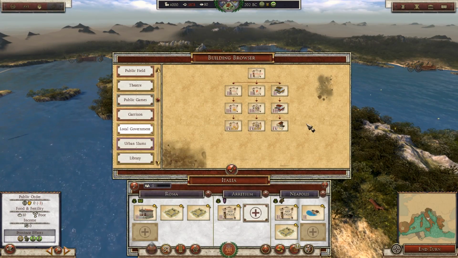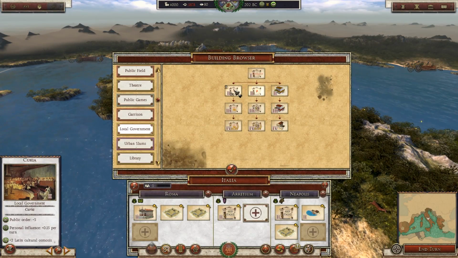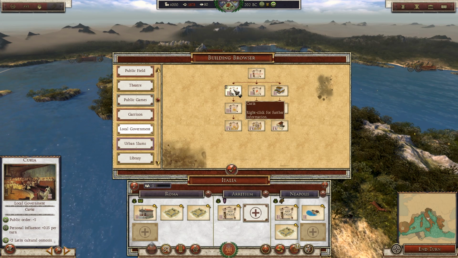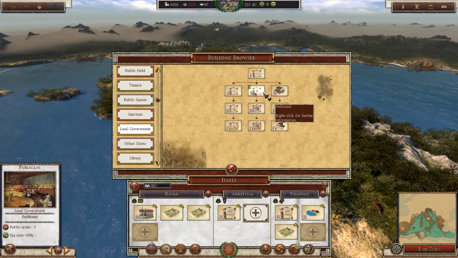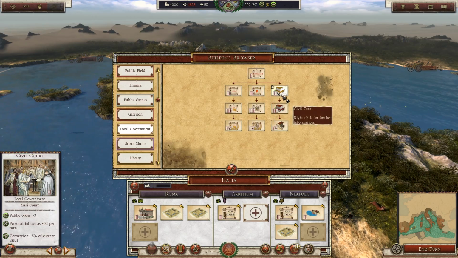The local government has 3 chains to follow. The Curia gives massive public order. The Publicani hands over tons of tax increases at the expense of public order. And the courts reduce corruption.